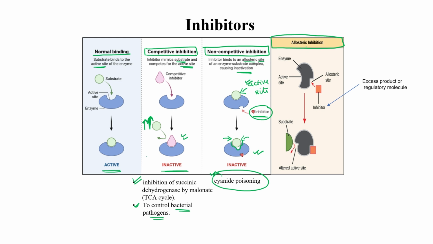The third type is the allosteric inhibitor. In the allosteric inhibitor also, what will happen? This is an enzyme and this is the active site. When an optimum or enough amount of product has been generated by that particular enzyme, at that time the product itself acts as an inhibitor. The product itself goes and binds to this allosteric site and alters the shape of the active site, and that's how the substrate is not able to bind to this particular location.